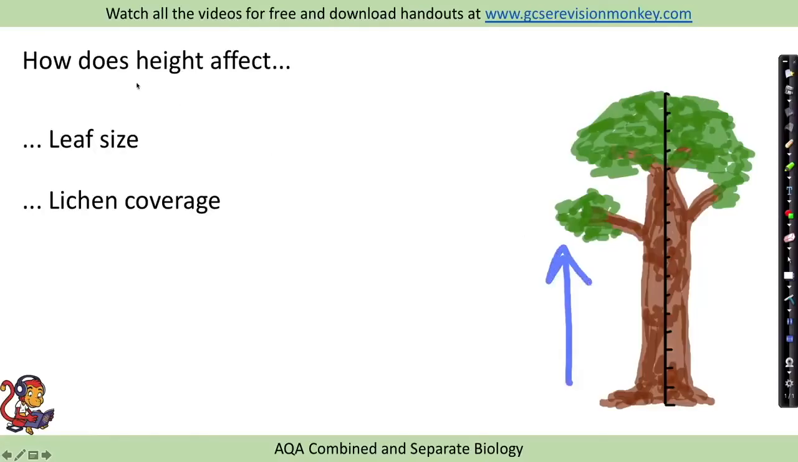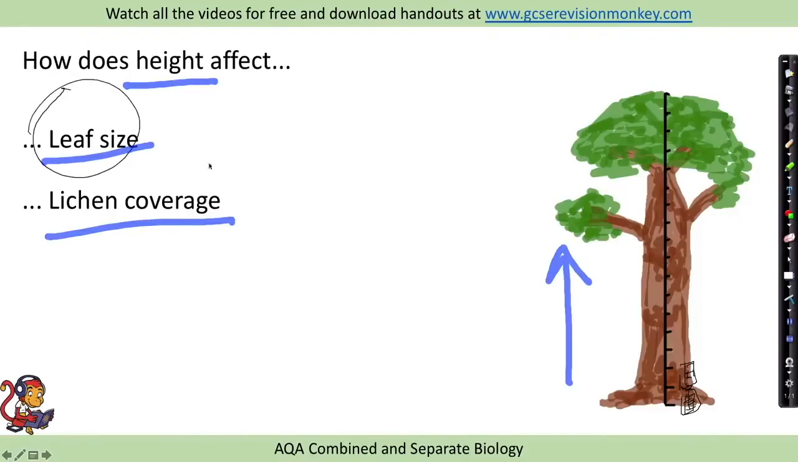So for example, they could look at how height affects leaf size, or how height affects lichen coverage. In this case, think about doing the practical in exactly the same way. So you may use a very small quadrat and measure percentage cover of something as you go up, or you might simply, if you're measuring leaf size for example, see any leaves that were touching the line and measure their size as you go up and see how that changes as you go up the transect.